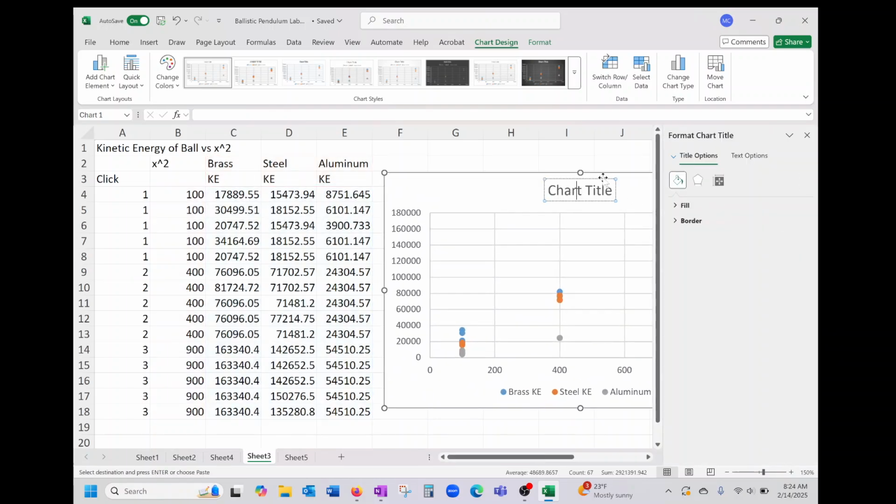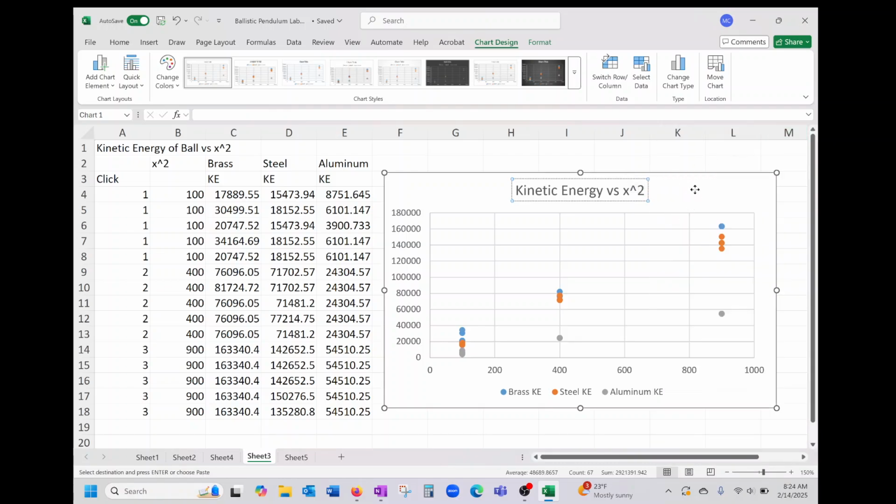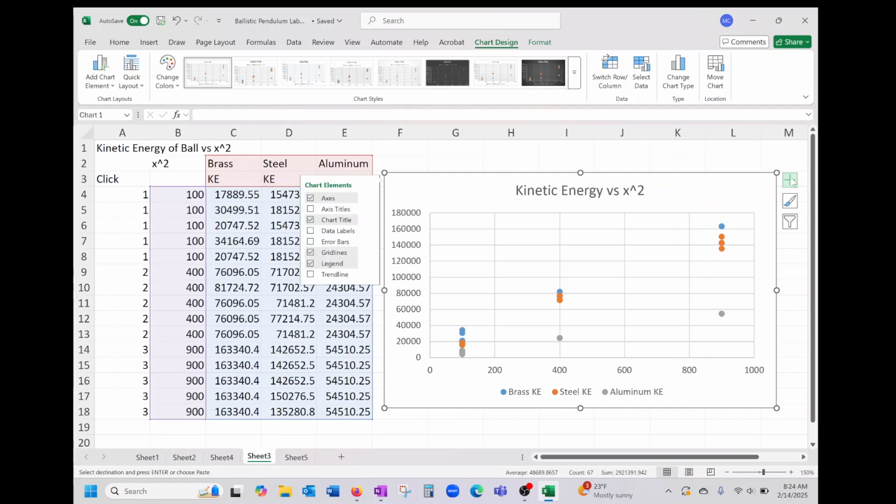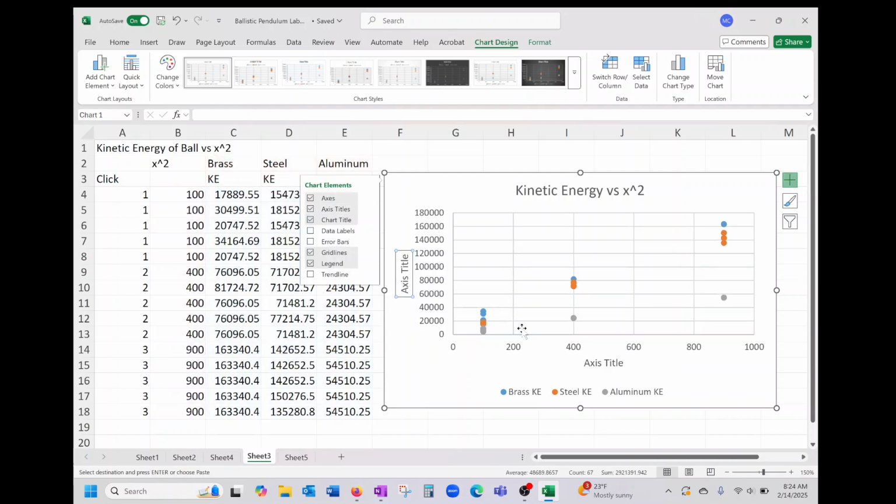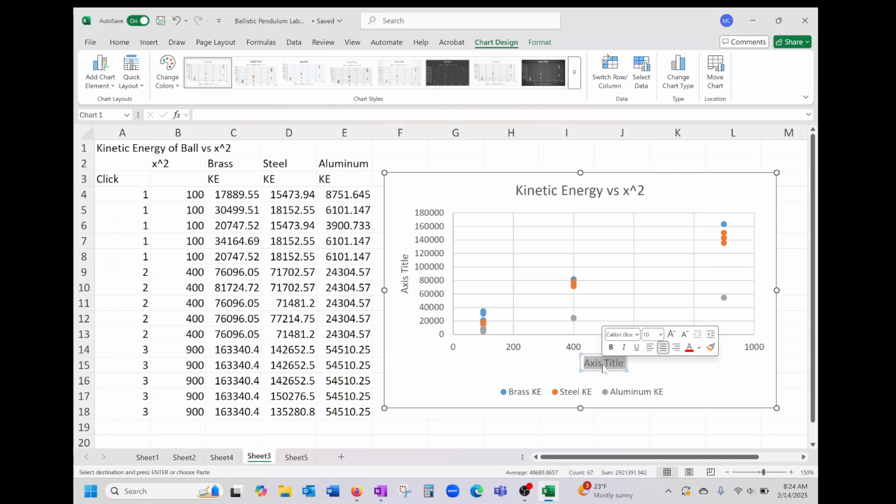So we can do this. We can change our chart title, and that's going to be kinetic energy versus x squared. And then some other things we're going to want to do, we're going to want some axis titles. I don't know where that menu went. Oh, it's over here. So we want axis titles. And then this one is going to be x squared, and this is going to be kinetic energy.